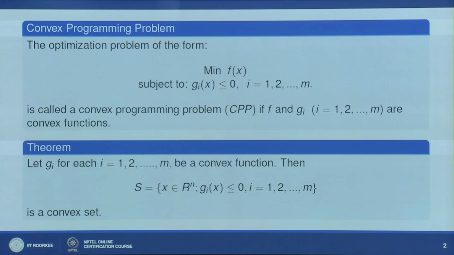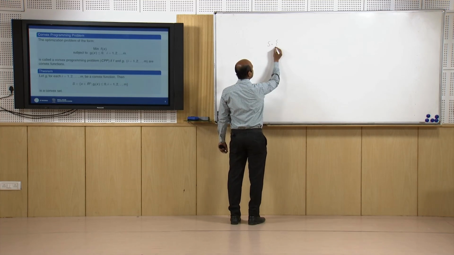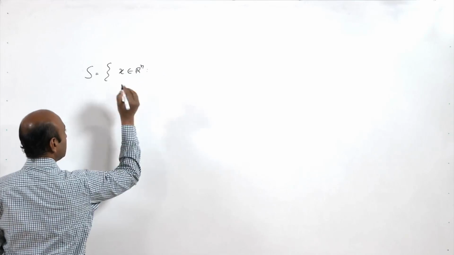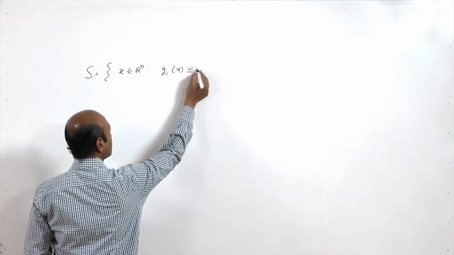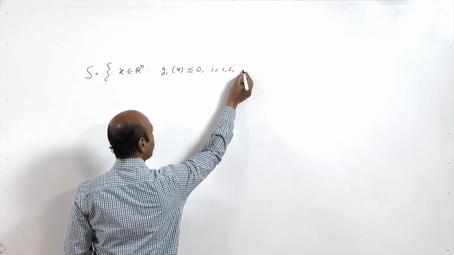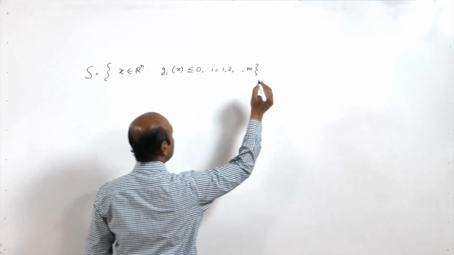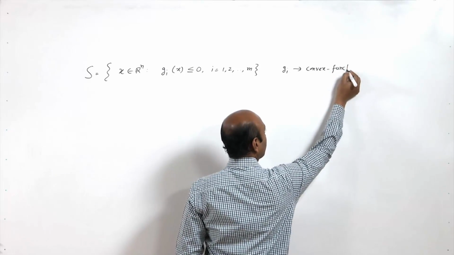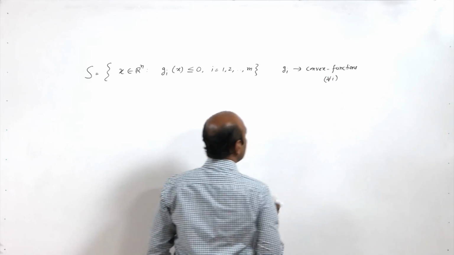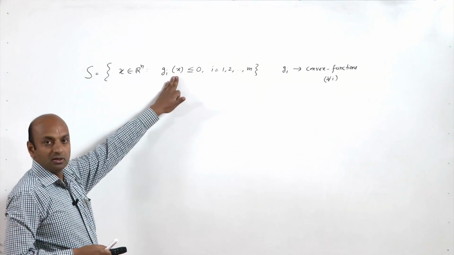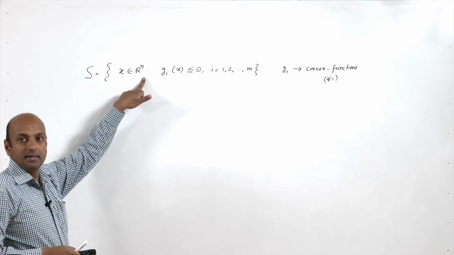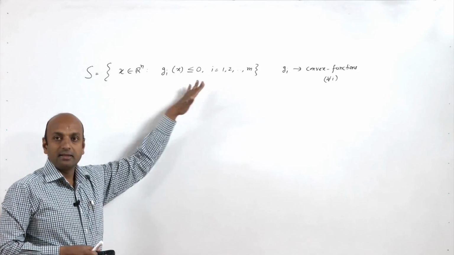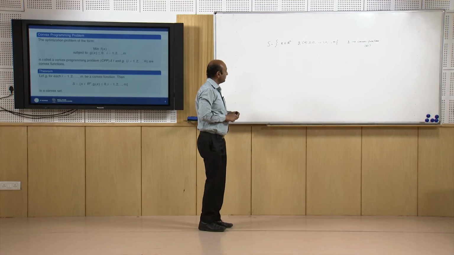Now, if g_i for each i from 1 to m is a convex function, then this set is always a convex set. Let us see what this set is. This set S is nothing but all x belonging to R^n such that g_i(x) is less than or equal to 0, i from 1 to m, where all g_i's are convex functions. Then this set consisting of all x belonging to R^n such that g_i(x) is less than or equal to 0 for all i is a convex set. The proof is very easy, we can simply prove it.